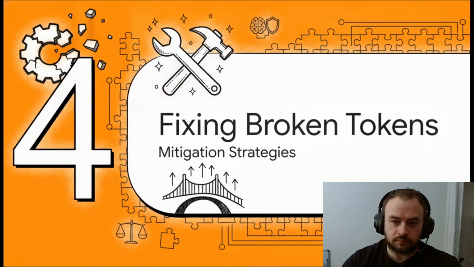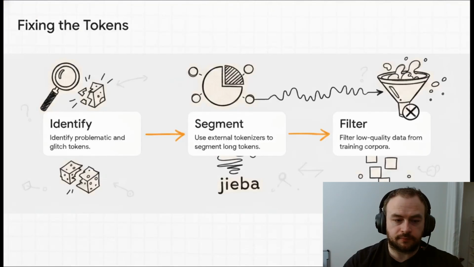All right, so how do we fix this mess? Section 4, fixing the broken tokens and mitigation strategies. Researchers have actually identified a really effective, structured approach to repair these biased foundations. Step 1, obviously, is actively identifying these problematic glitch tokens. But step 2 is where it gets fascinating. They bypass the AI's broken tokenizer entirely.